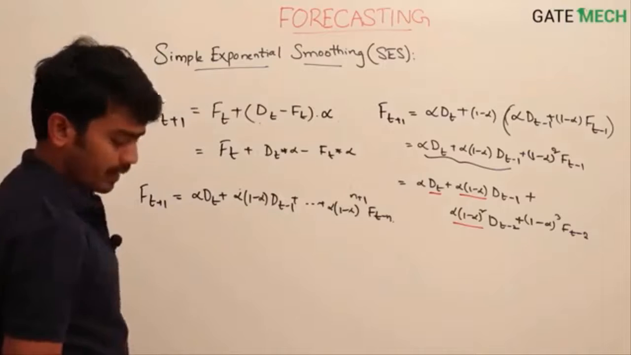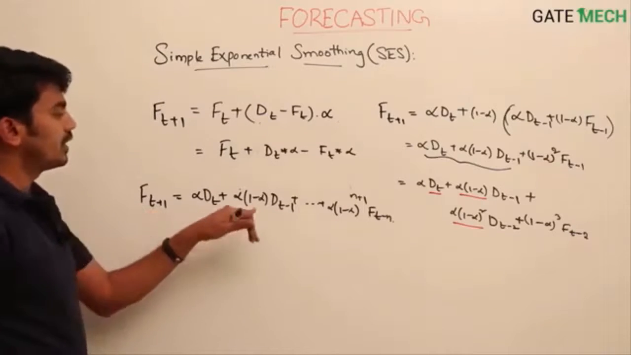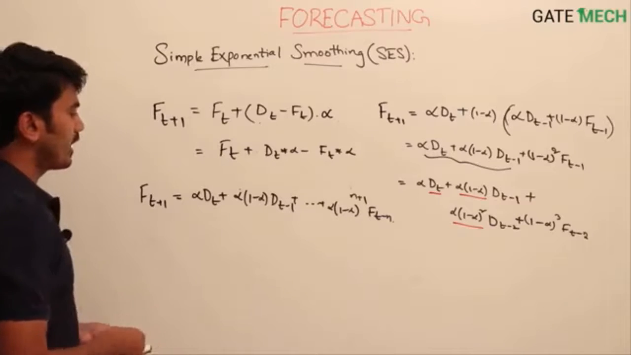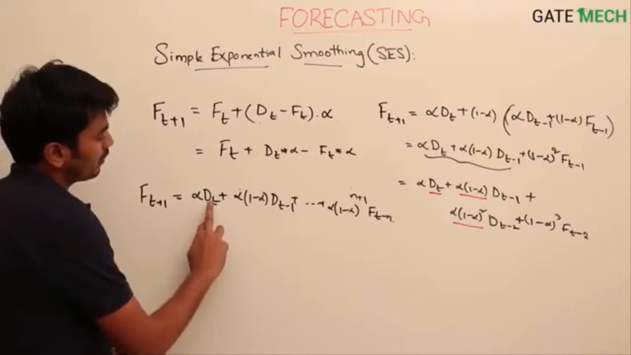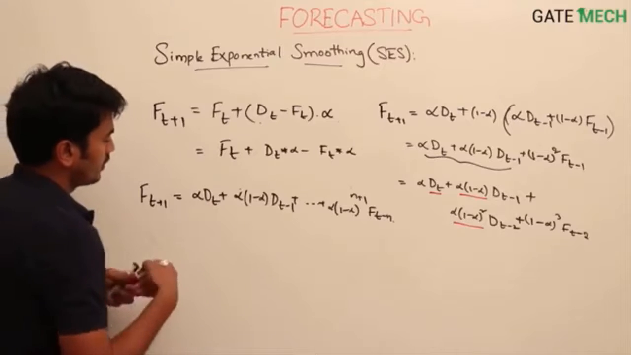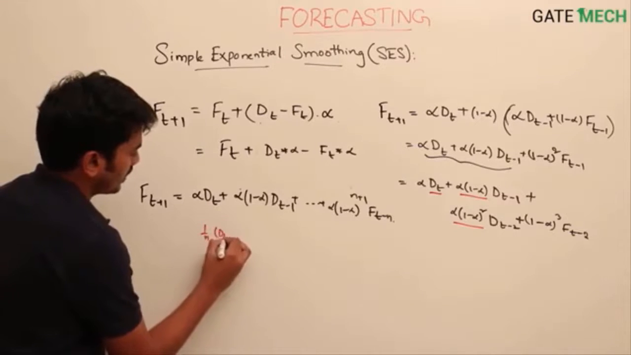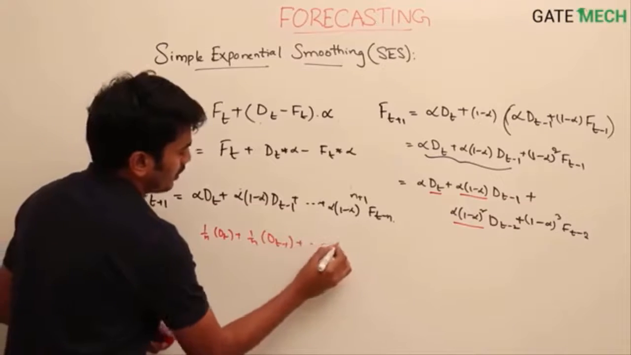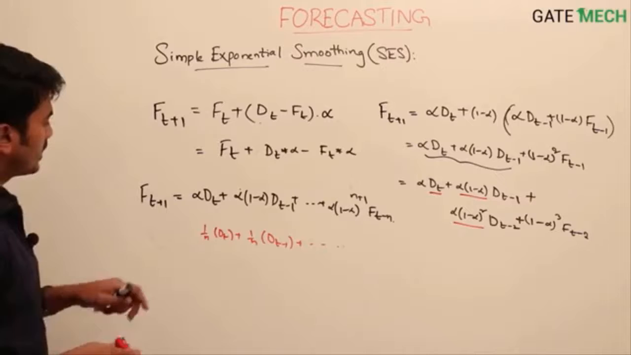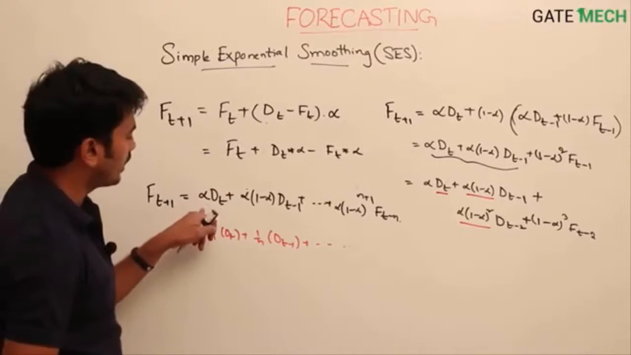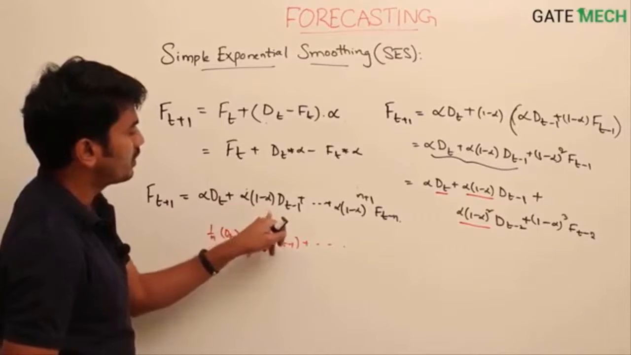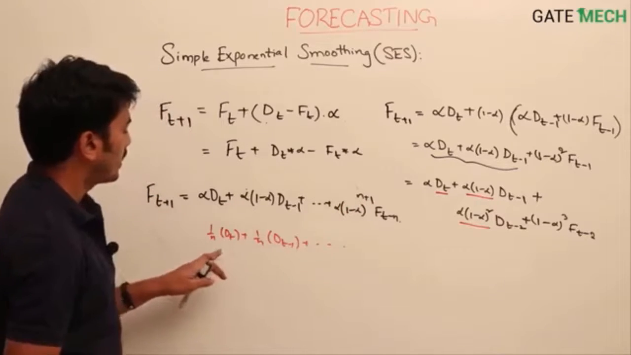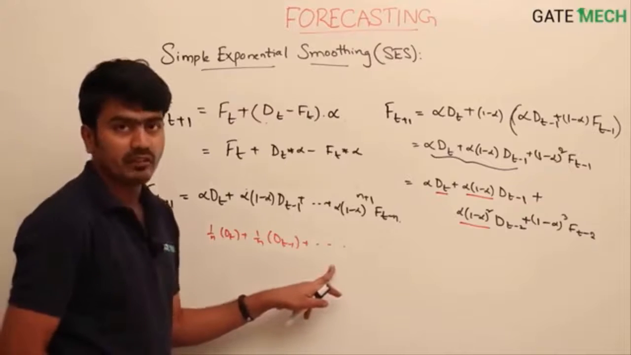So if you compare this expression with our moving average expression, what happened in simple moving average, we got a weightage 1 by n for Dt, so you can write that expression as Dt plus 1 by n into Dt-1 and so on, right? Whereas here the weightages are different: it is alpha here, and alpha into 1 minus alpha, and alpha into 1 minus alpha power n plus 1. So the weightages are different compared to the simple moving average method.